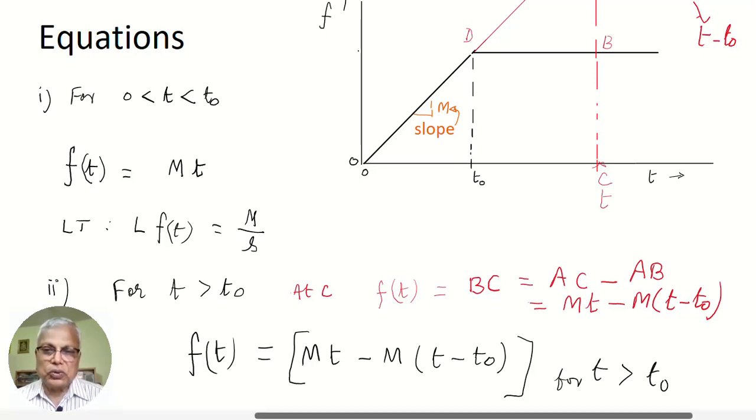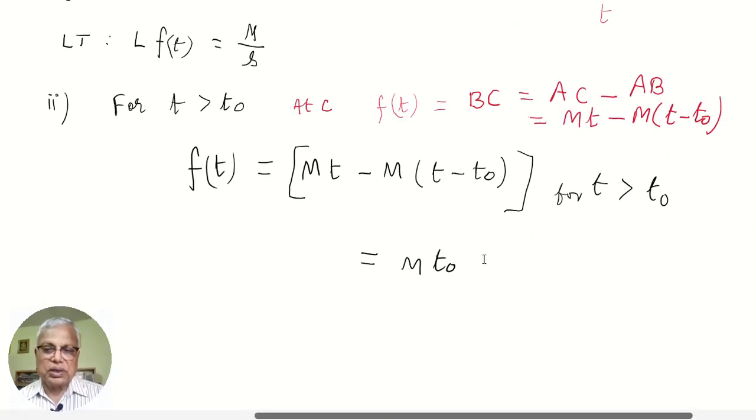Here is m into t naught, this value. So the numerical value of the function, if we simplify this, is m into t naught.